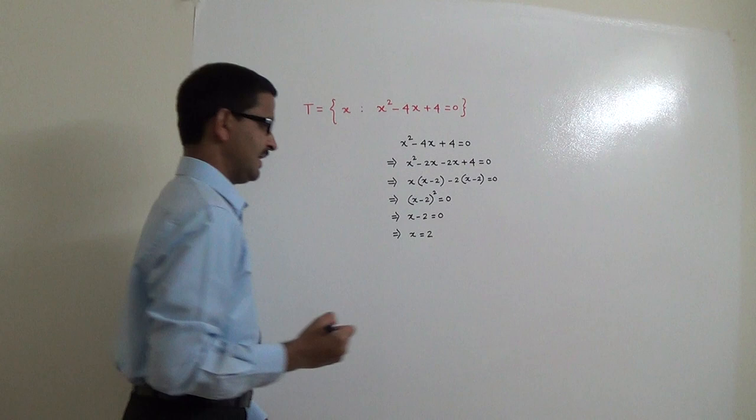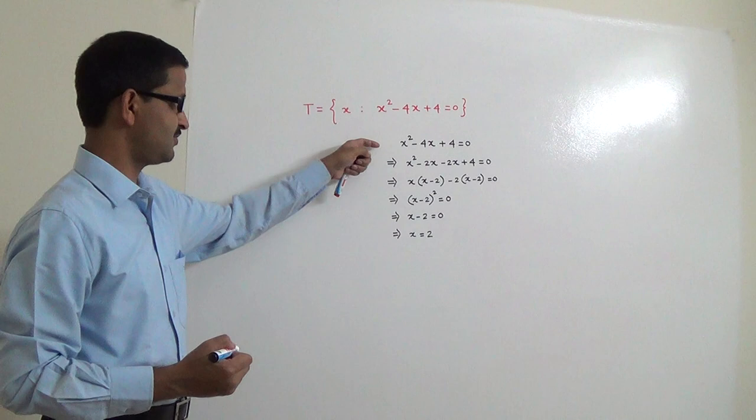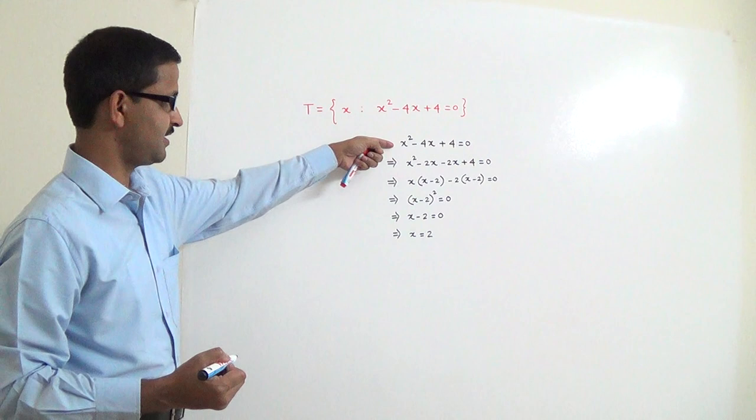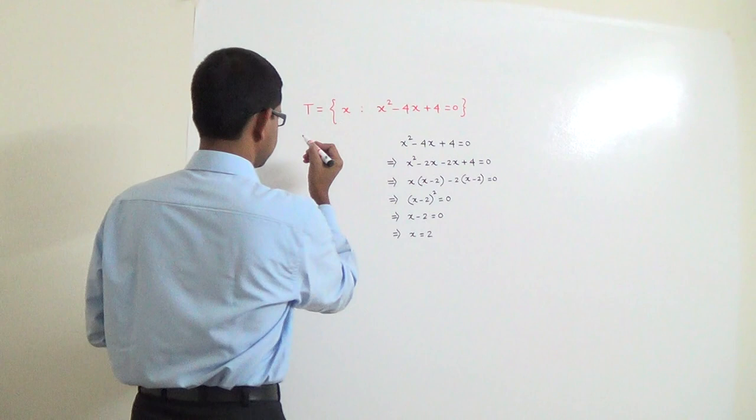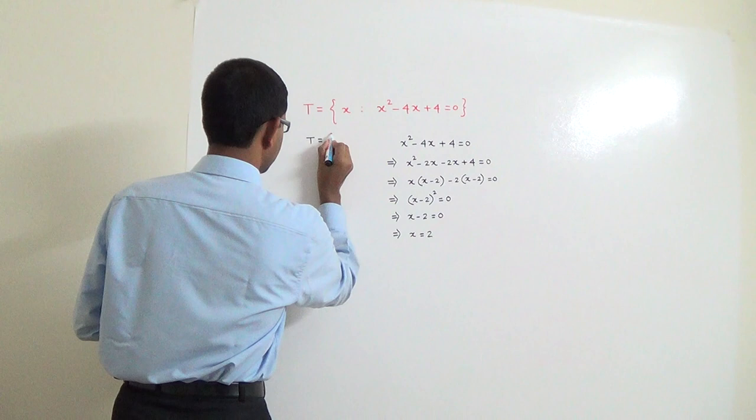It doesn't need all these steps to solve this, but I did it just to show how I am solving it. In a straightforward way, you can write x minus 2 whole square equal to 0, which is x equal to 2. So if I express the same set in roster form, it comes as T equal to {2}.